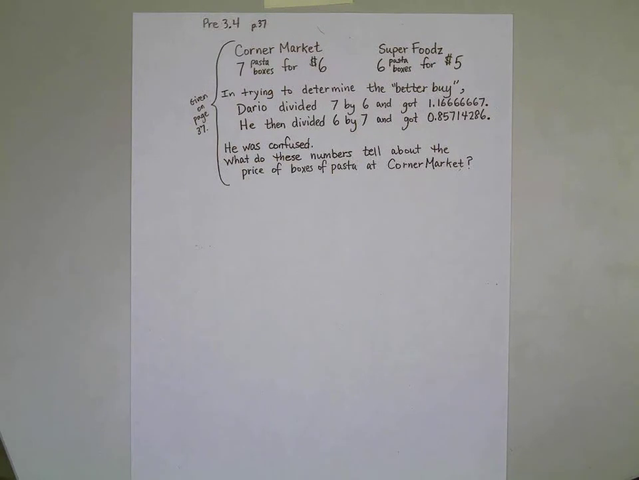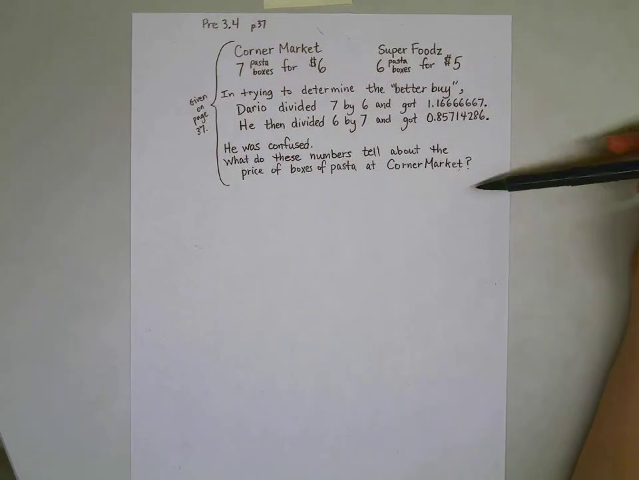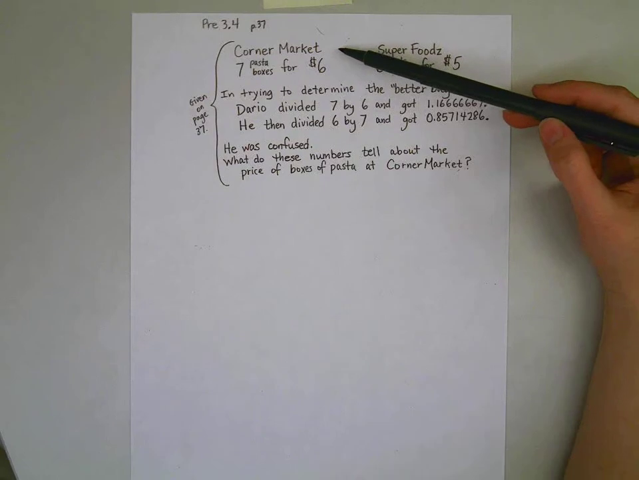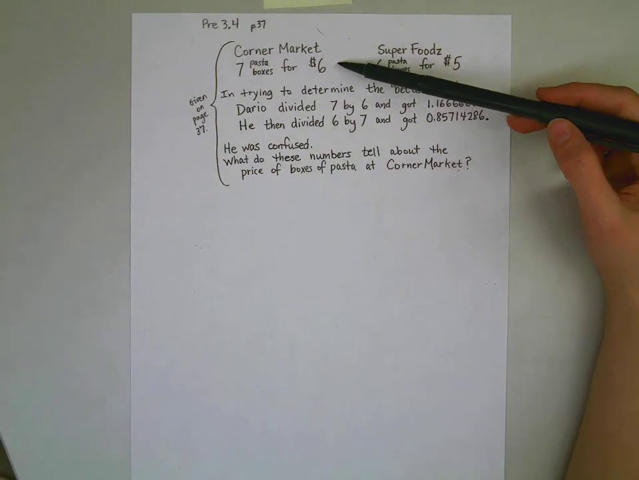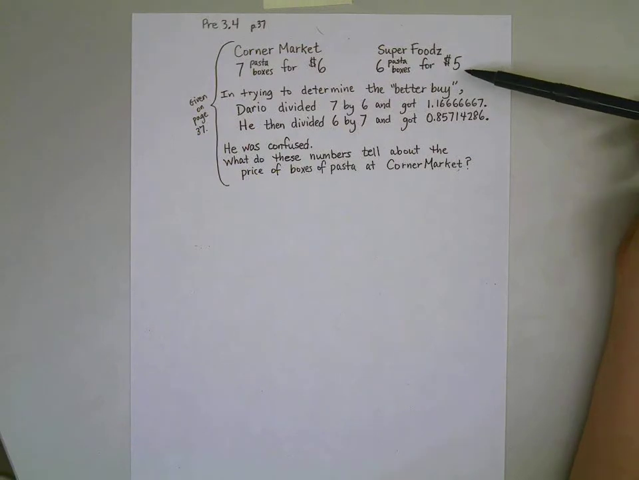This is comparing and scaling problem 3.4. These are actually the notes that I did with my students in class prior to this problem. This information is on page 37 in their textbook. So we were comparing two different stores' sale prices. Corner Market has 7 pasta boxes for $6, and Superfoods has 6 pasta boxes for $5.